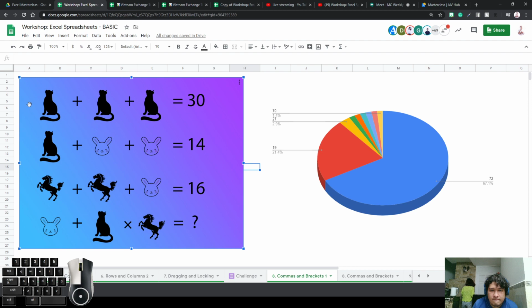But yeah, cat means 10, the bunny means 2, and the horse means 7. How do I know? Of course, because 10 plus 10 plus 10 is 30. So if cat is 10, then I have 2 bunnies, so 2 each. Then if bunny means 2, that means the rest is 14. 14 divided by 2 is also 7. But yeah, I didn't say what's the right answer yet, right? Did I? No, I didn't.